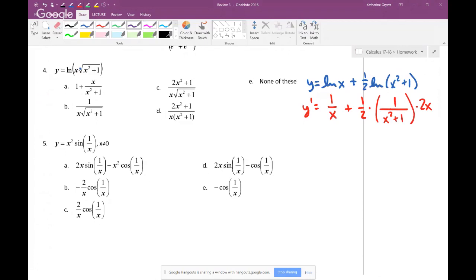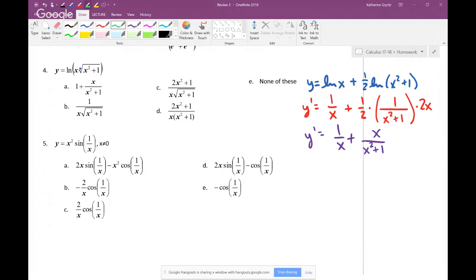All right, so that would be your derivative. Uh-huh. Now you got to simplify and match it to one of the answers. So on that second part, what's the simplification? Well, you put the 2x in the 1/2, multiply that, and we can put an x on top of the x squared plus 1. Right. So it'd be 1 over x plus x over x squared plus 1.